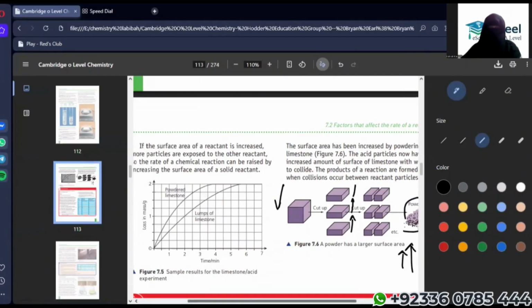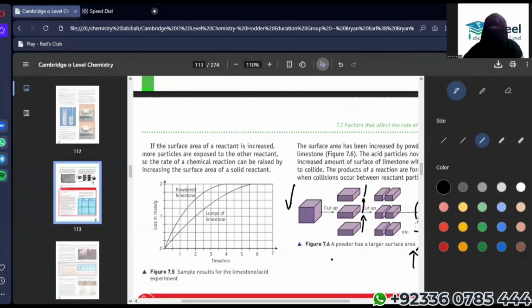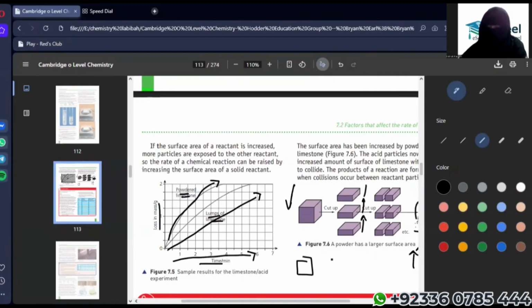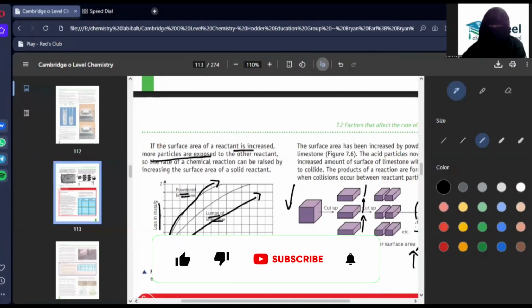And if you were to plot the graph of time against loss in mass of the reactant particles, you can see that with powdered limestone, you have a steeper gradient, which shows that the loss in mass is very fast. But with lumps of limestone, which are blocks of limestone, the loss in mass is slower as time increases. Hence, if the surface area of a reactant is increased, more particles are exposed to the other reactant. So the rate of the reaction will increase.